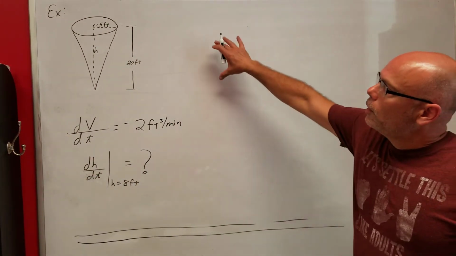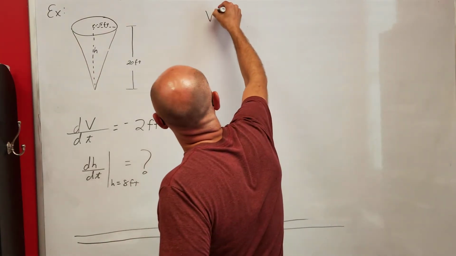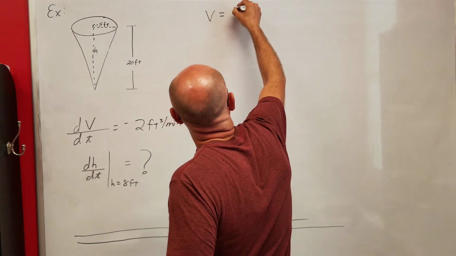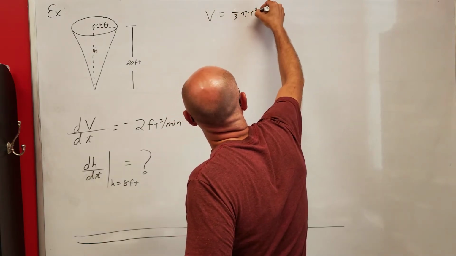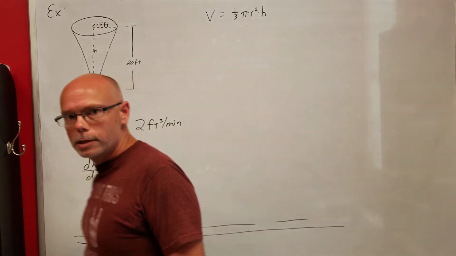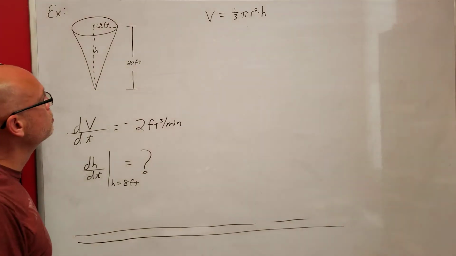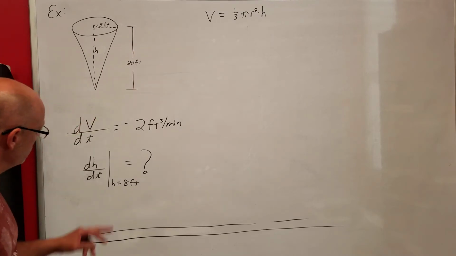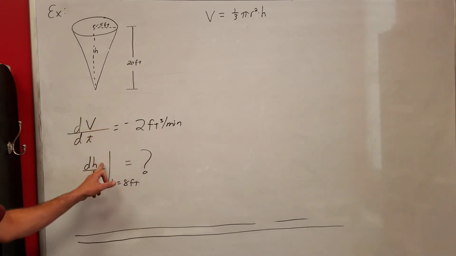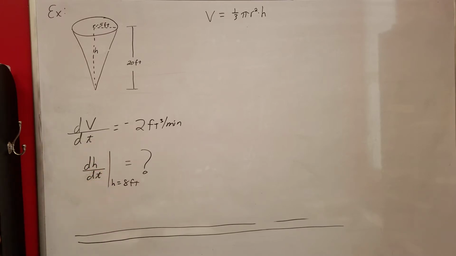All right, so what's the volume of a circular cone like this? Volume will equal 1/3 pi r squared times h. You're going to need to memorize that formula for the volume of a cone. 1/3 pi r squared times h. All right, now, there's my formula. It has v in it. It has h in it, right? And I need the derivative with respect to t.